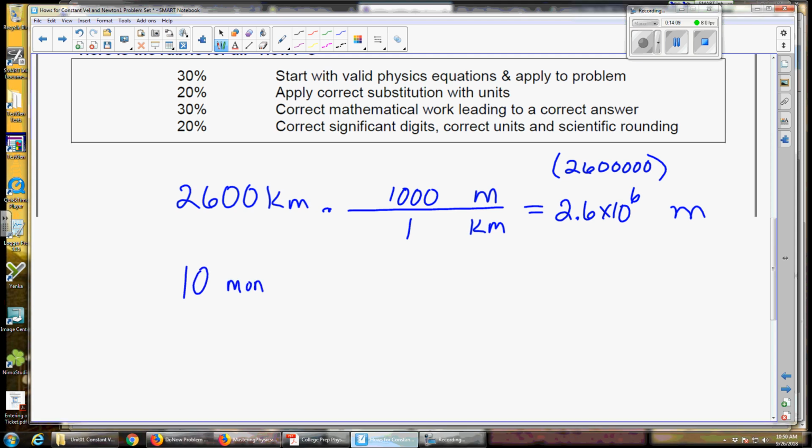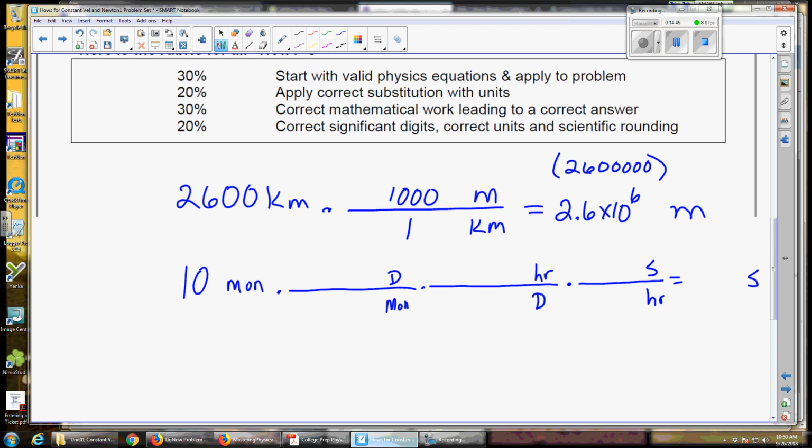10 months, and I want to end up with seconds over here, so I need to go month to day, for me day to hour, and then I'm going to go hour to second and end up with some number in seconds. I'm going to go hours to minutes.